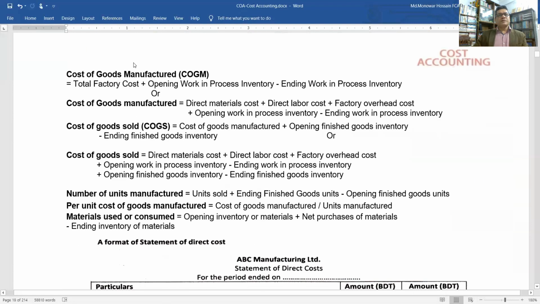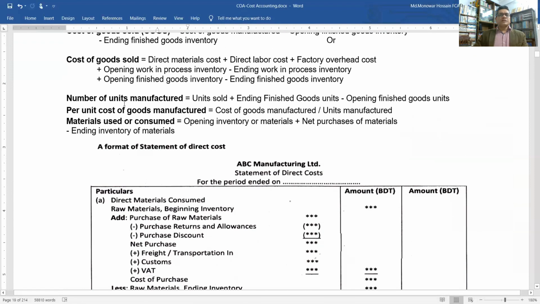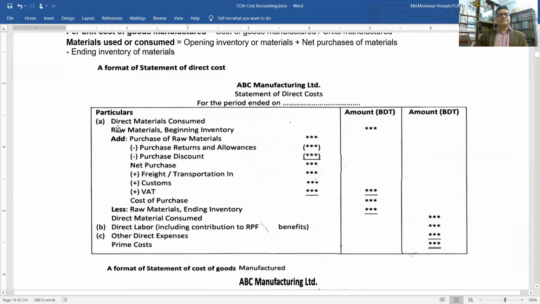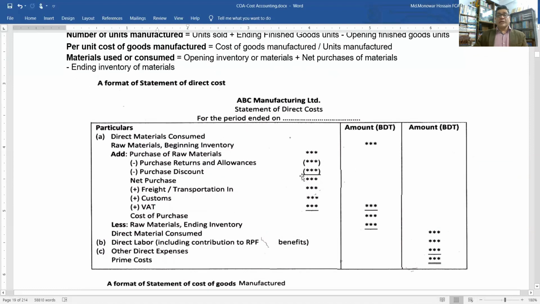So here, the cost of goods sold, in the same way, we can calculate it. Total factory cost plus opening work in progress inventory minus ending work in progress, or direct material plus direct labor plus factory overhead, plus opening work in progress minus closing work in progress. This way. So here is the format of a statement of direct cost. I have taken it from the cost accounting standard published by the Institute of Cost and Management Accountants of Bangladesh. If you go to its website, everything is there, just download it and read it.